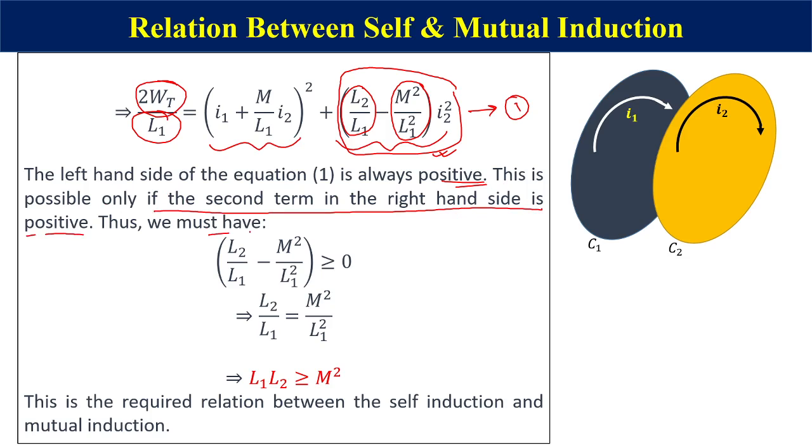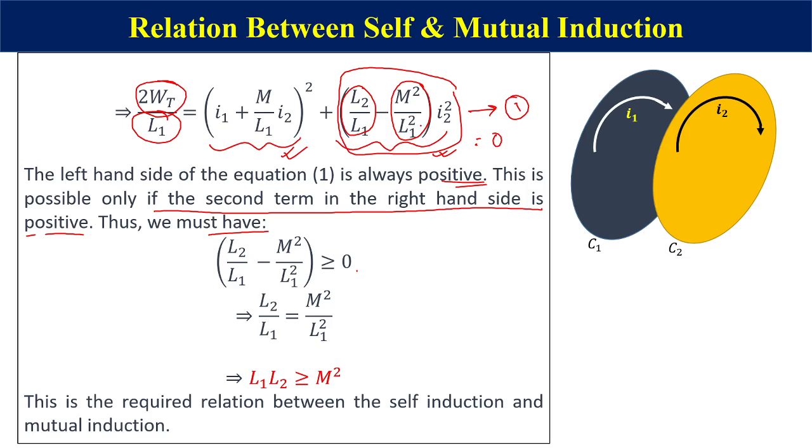Thus we must have L2 by L1 minus M square upon L1 square greater than or equal to 0. Why equal to 0? Because even if it is equal to 0, in that case also you remain with this term only, which is a positive term. So this is also a possibility, because we have to make the left hand side positive. By our principle, the left hand side must be positive because it's an energy term. An energy term must be positive. There is nothing called negative energy, isn't it?